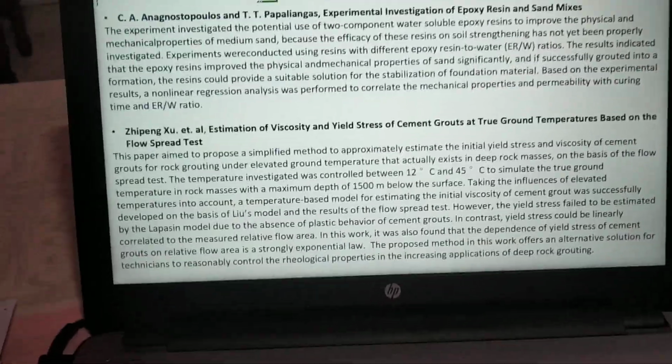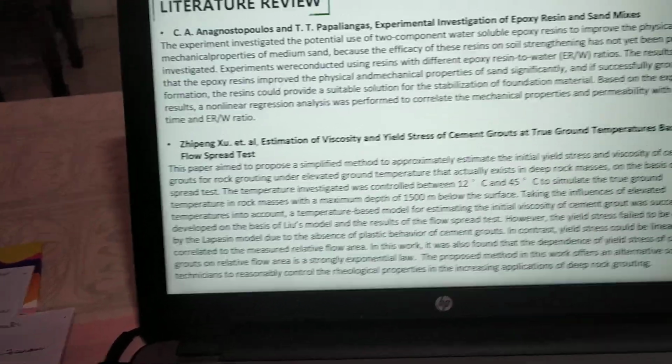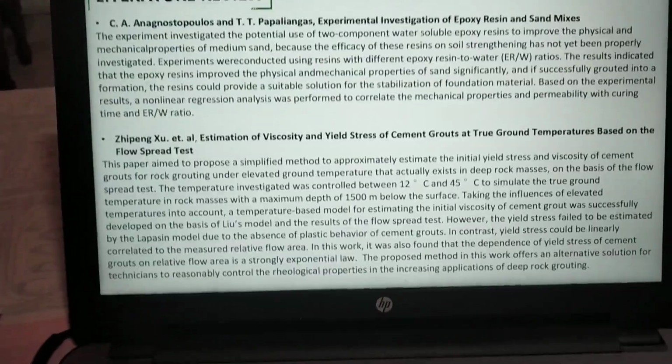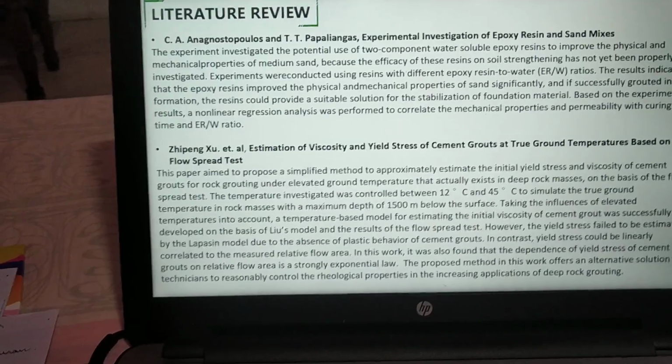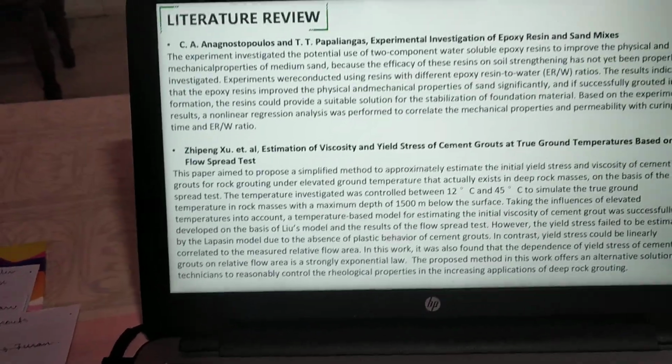Coming to the third paper that I studied for the research, it was about the estimation of viscosity and yield strength of the cement grouts at the true ground temperatures based on the flow spread test. So what actually is a flow spread test?